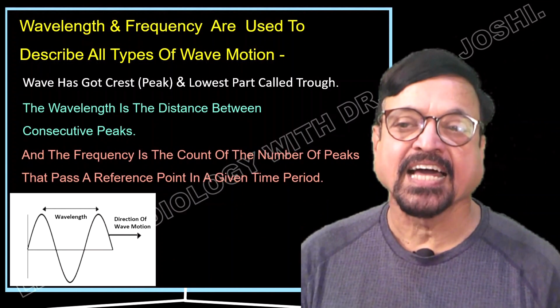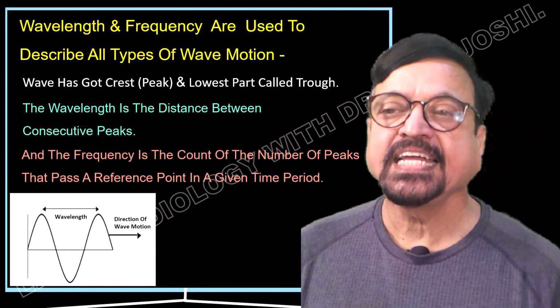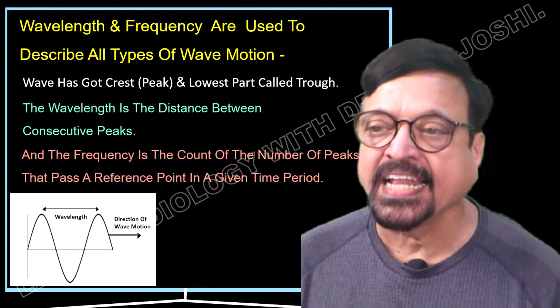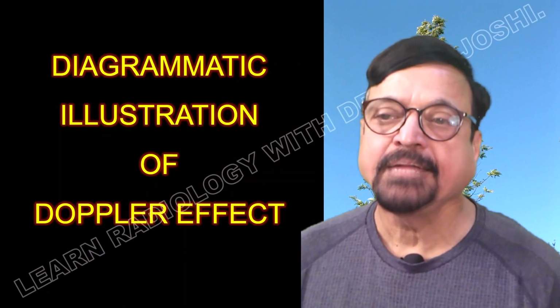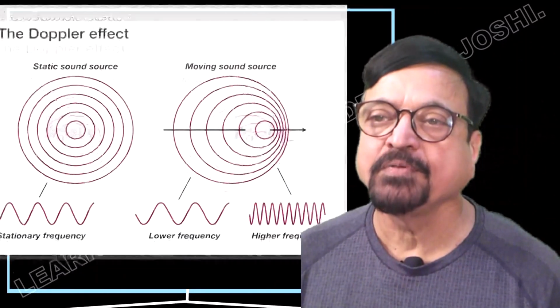So, these three things are important when we are understanding a Doppler effect. And the frequency is the count of the number of peaks that pass a reference point in a given time. Now, let me describe it to you in a diagrammatic way. We have diagrams by which I will show you.